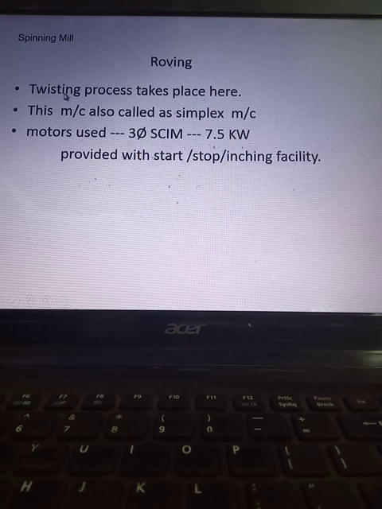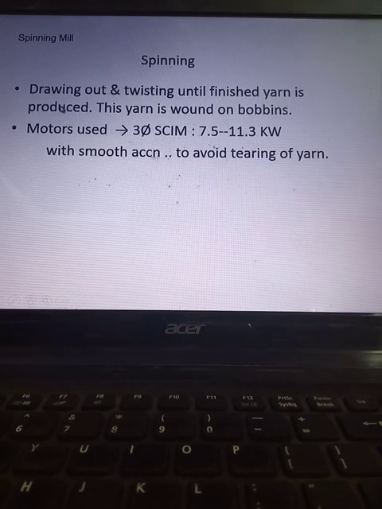The twisting process I told, I don't know how many of you have the experience of forming a rope. Normally, when we want to make a strong rope, what do we do? We take the threads and twist them, and take two such twisted threads and twist them. Like this, we go on having multiple twisting, ultimately leading to a very strong fiber. That is the importance of twisting. Twisting increases the strength.